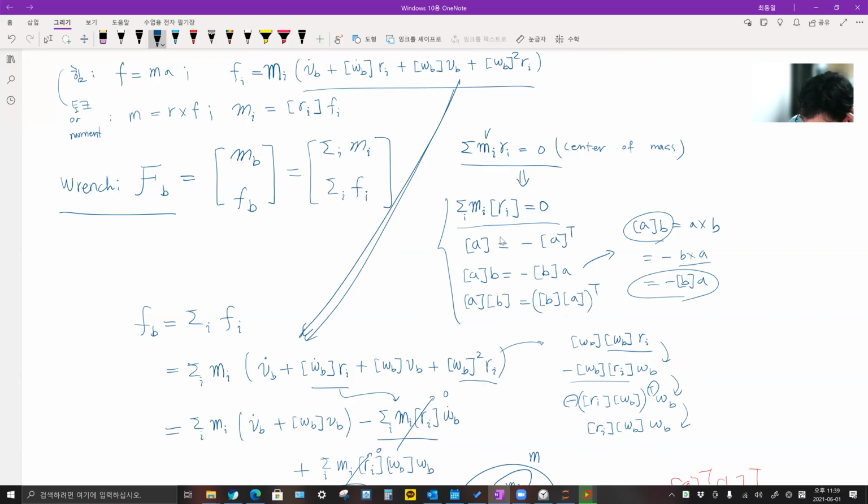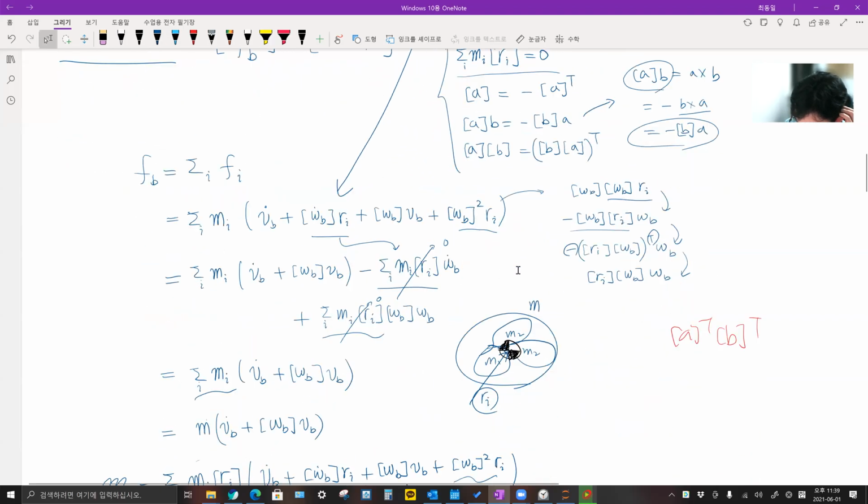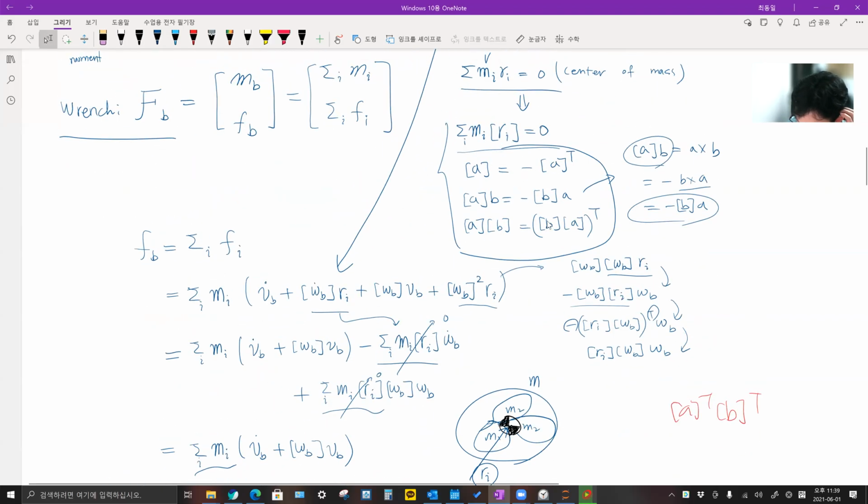From this equation, let's start here, and this is here and this is here, and this equation is here. Using this relationship, we can simplify this equation. Firstly, this and this go here, and in the case of this equation, we can use this relationship.